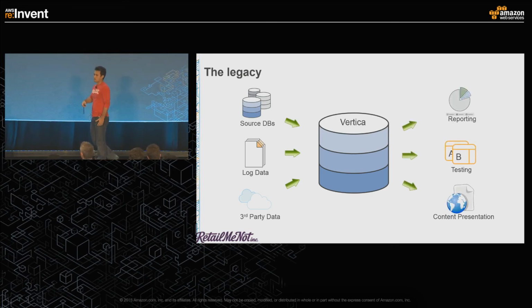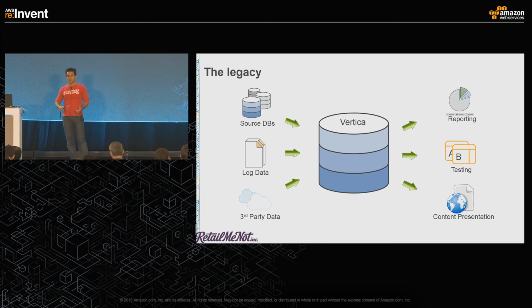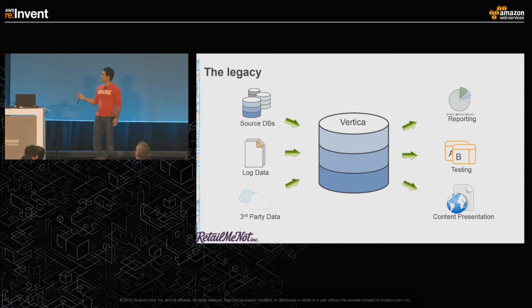From the data warehouse, we obviously produce a lot of deliverables, reports to various people. We did A/B testing for our websites in our Vertica system. And we also produce statistics for content presentation. And this produced a lot of pain points for us.